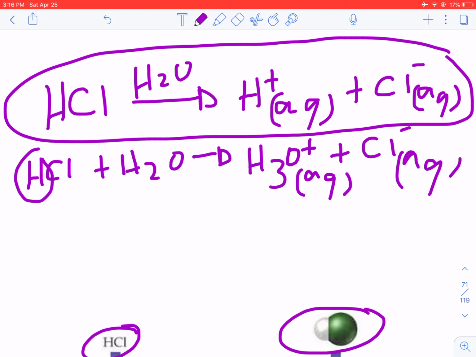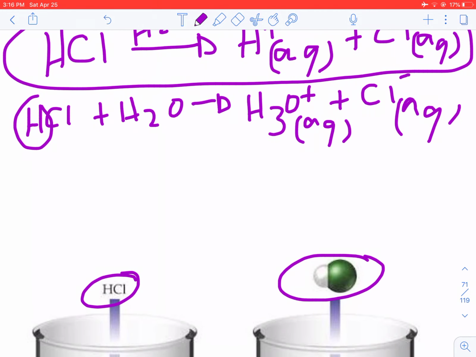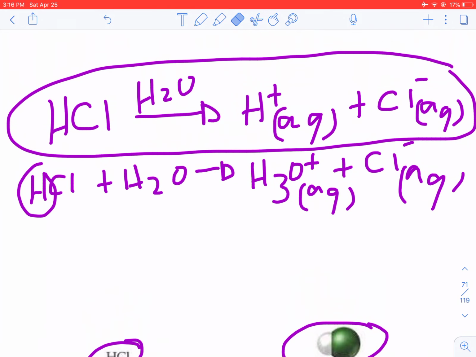Hydronium ions, it depends whose model we are using. You'll get to that, whether it's an Arrhenius model or a Bronsted-Lowry model, right? But for now, when an acid dissolves in water, you need to be able to write it in that form.